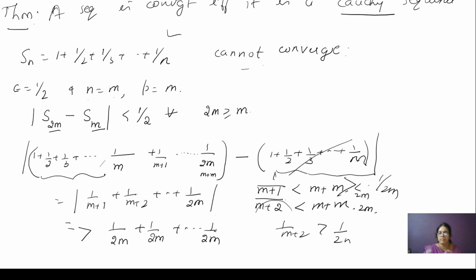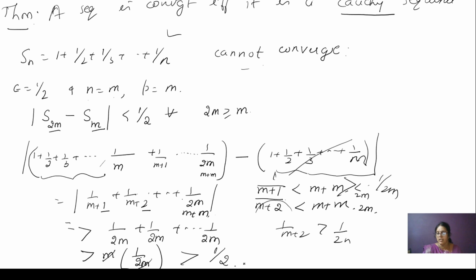So 1 by 2m, 1 by 2m, start from 1, 2, etc., up to m. So here there are m terms. So 1 by 2m is added m times, hence it is m into 1 by 2m. But m into 1 by 2m means it is half. So this expression is greater than half.